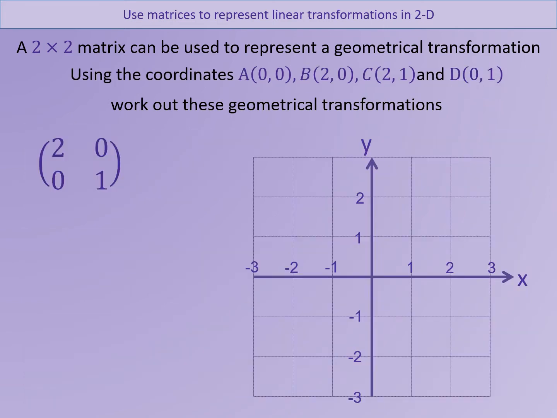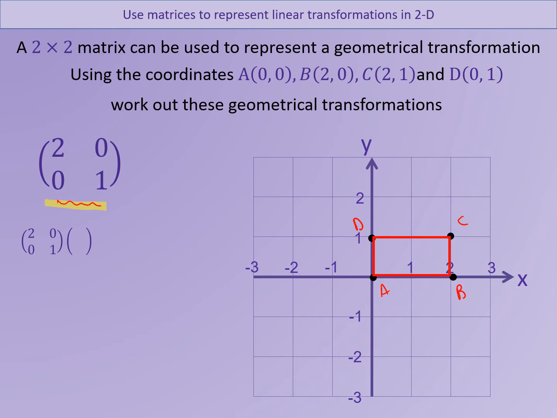Let's take a look at what this matrix 2, 0, 0, 1 represents. We're going to position the 4 coordinates on a coordinate grid and label them A, B, C and D. As you can see, they represent the vertices of a 2x1 rectangle. And if we apply the 2x2 matrix over here, the 2, 0, 0, 1 to each of those 4 corners, we will see how they're transformed and then be able to describe the transformation that has taken place.